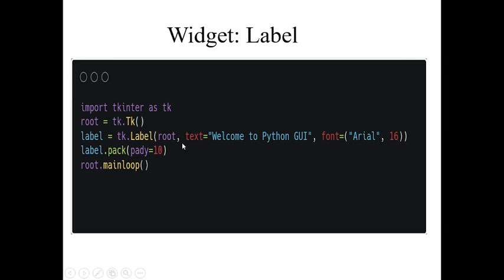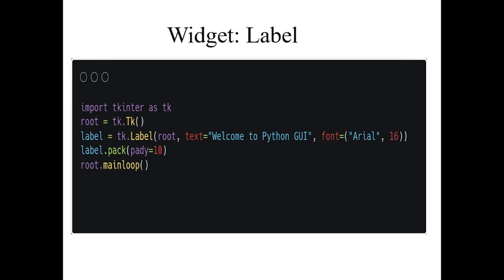So what are the parameters in the label? The first parameter is the instance of the window in which we have to insert this label. So root is the instance of the window in which we have to insert this label. Then the text that we want on the label, then font type, font size, and after that where we have to place this label in the window. So we are using the pack geometry manager. pady=10 means the distance from the y coordinate will be 10, and again root.mainloop will keep the window alive.